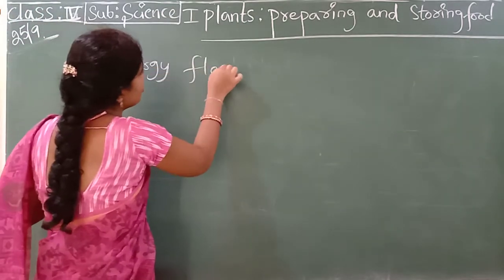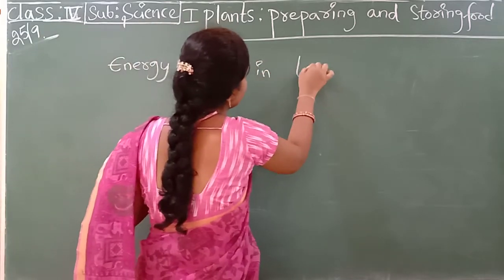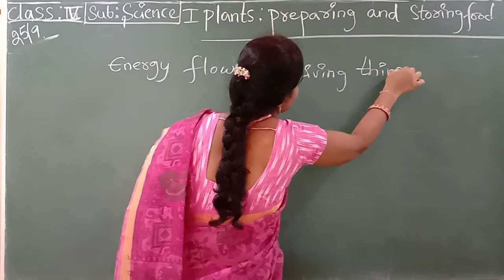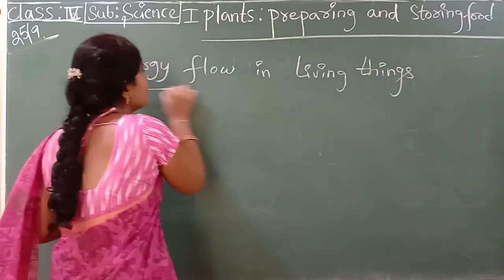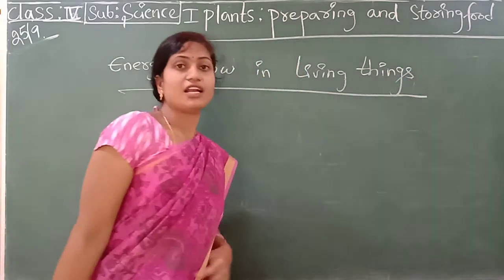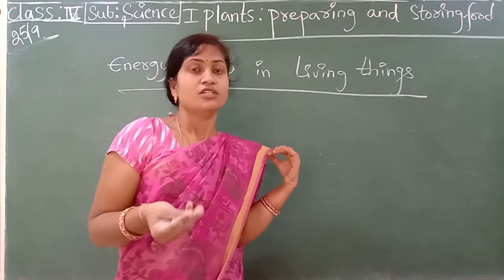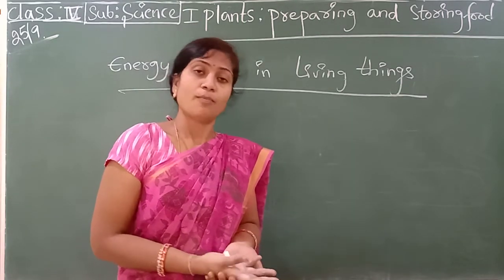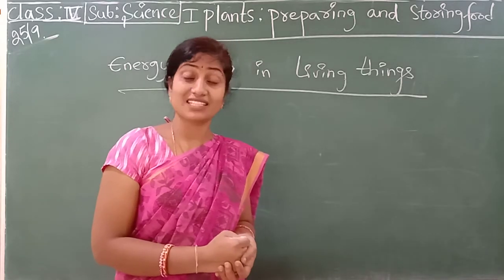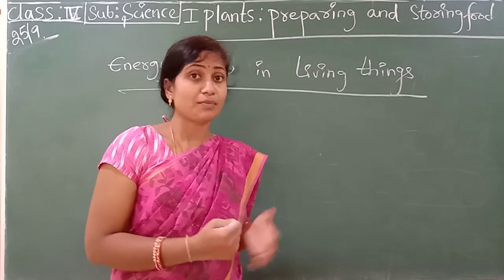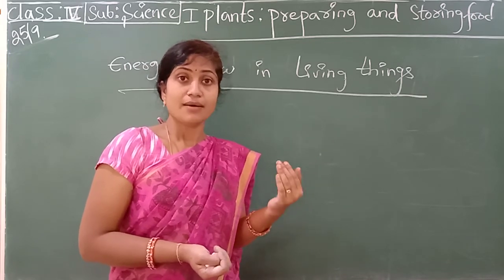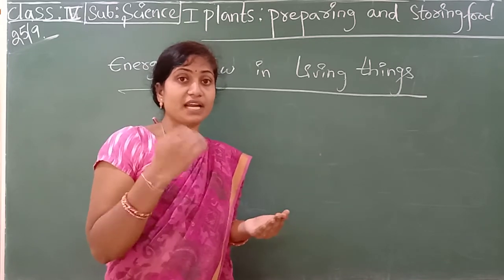Energy flow in living things. All living things, we are all living things, we are eating food. So how long are we eating food? We are depending on plants. Plants prepare their own food. How are they preparing their own food? In the process of photosynthesis. They get the energy from the sunlight, so it will prepare the food.